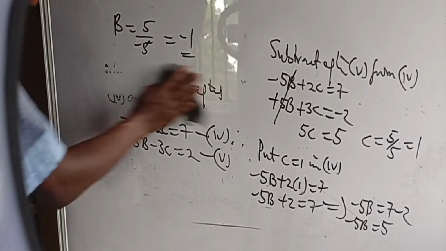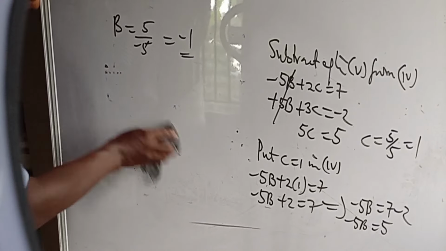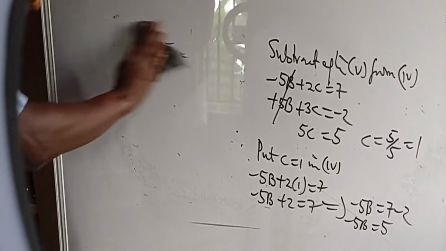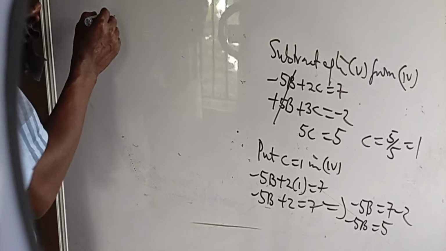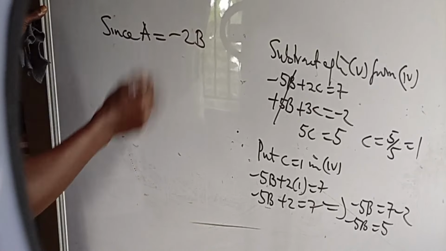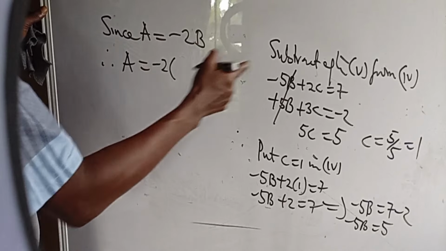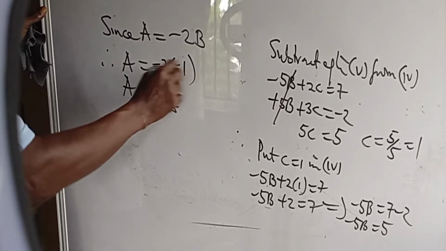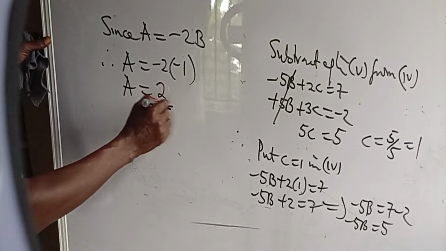We go back to where we said a is equal to minus 2b. Since a is equal to minus 2b, a will now be equal to minus 2 times our b, which is minus 1. So a is equal to plus 2, because minus times minus is plus. A is equal to plus 2.